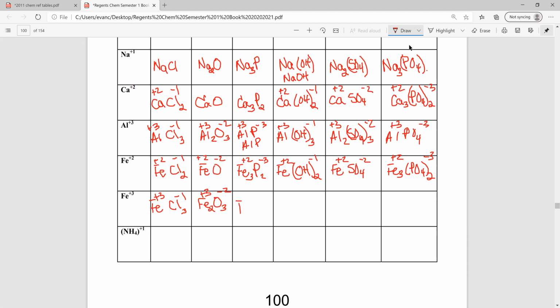So here I have the iron being +3, and I have a phosphorus being -3. And so since the charges are equal, I don't need to crisscross because it's already canceled out to 0. The sum of the charges is 0.